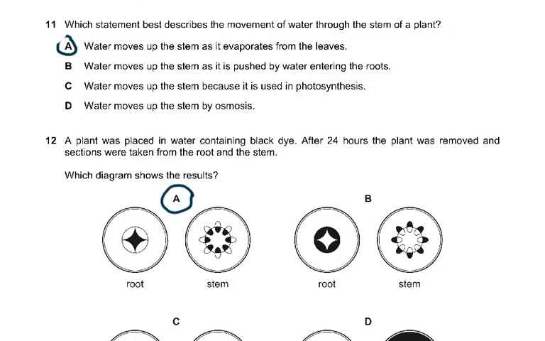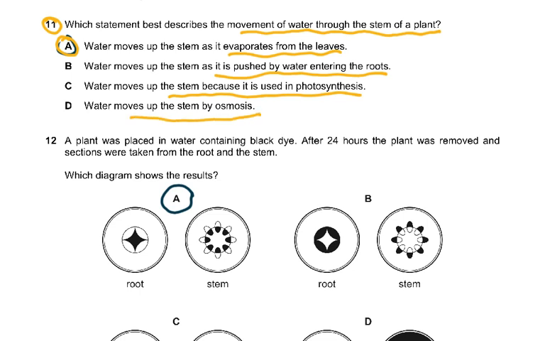Coming to question 11, which statement best describes the movement of water through the stem of a plant? Movement of water through the stem of a plant. Water moves up the stem as it evaporates from the leaves. Water moves up the stem as it is pushed by water entering the roots. Water moves up the stem because it is used in photosynthesis. Water moves up the stem by osmosis.